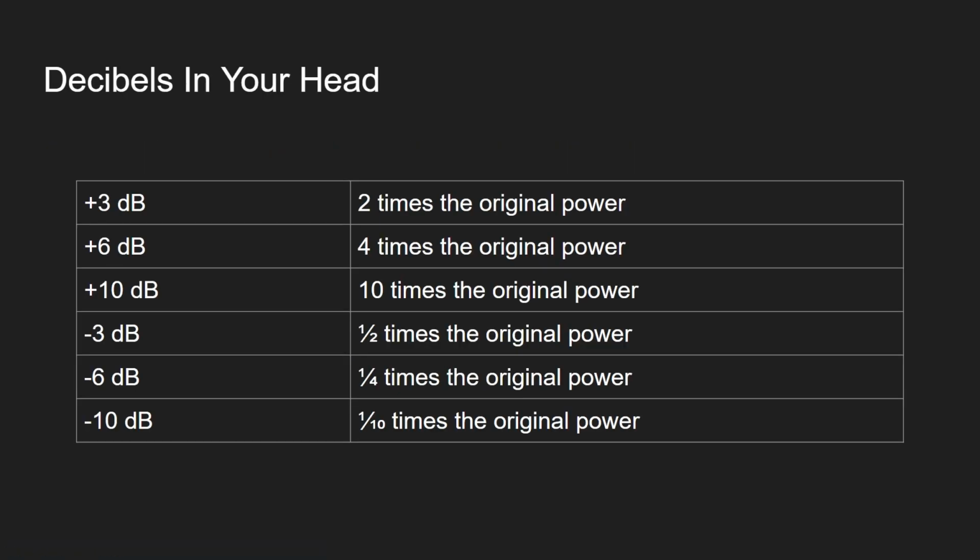Yes, this is the magic number. Plus 3 dB, plus 6 dB, and plus 10 dB. 3 dB is 2 times the original power. 6 dB is 2 times 2, right? It is 4 times the original power. 10 dB is 10 times stronger, and the negative is just a fraction. Okay. I didn't have my calculator with me today, so if you have your calculator, you can help me to do the math.